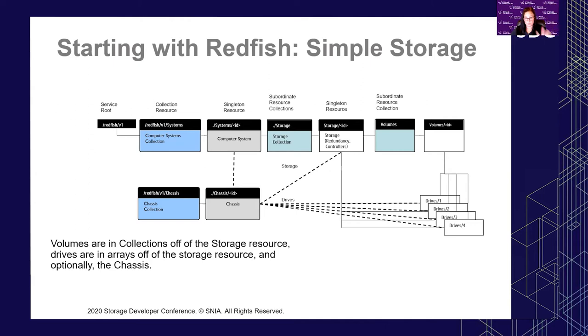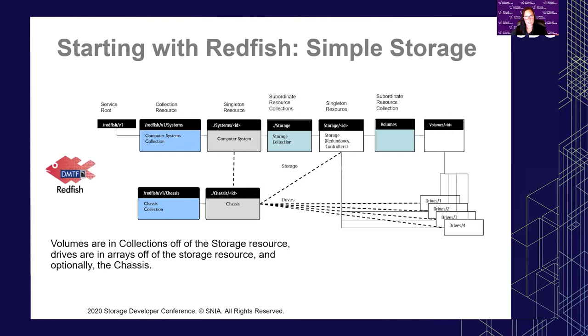Collections are groups of resources. Directly off of the storage resource, drives are basically that physical representation. So there's basically volumes and drives representation, which works, again, for a small configuration, but it doesn't scale. And it doesn't provide a lot of the virtualization and abstraction functionality that you'll need as your system gets larger. So that's the Redfish view.